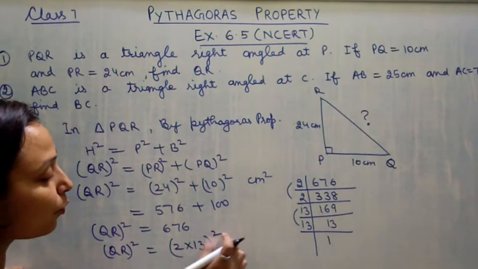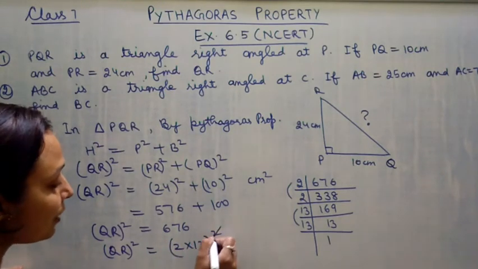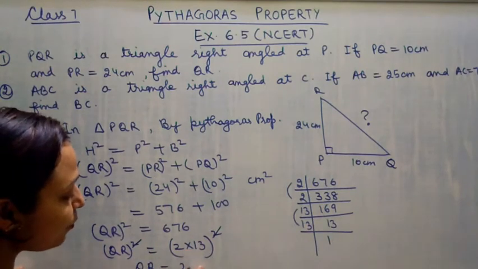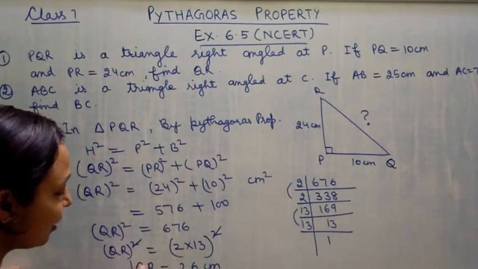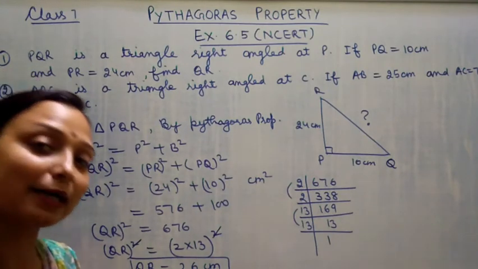So I will write 2 common as a power of these two. This 2 and 2 will cancel. QR is equals to 13 2s are 26 centimeter. So this is the length of QR. So this is the way to apply the Pythagoras property.